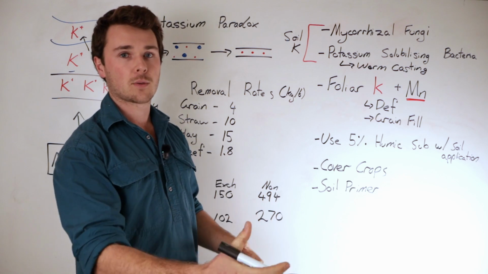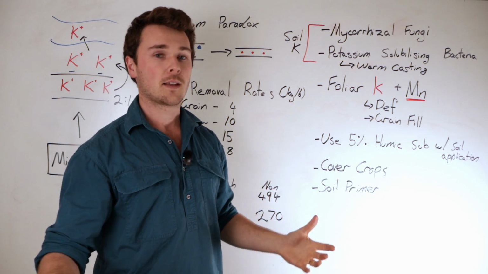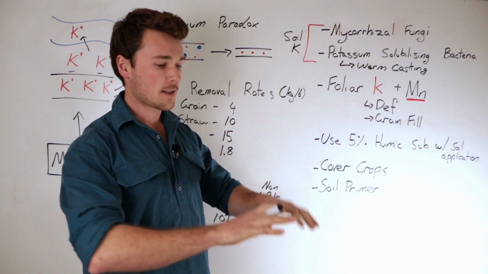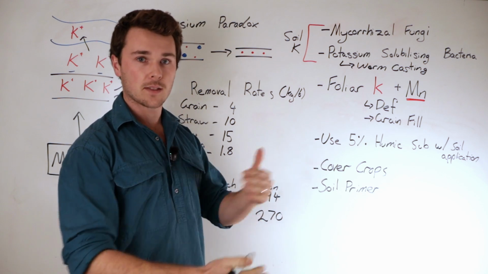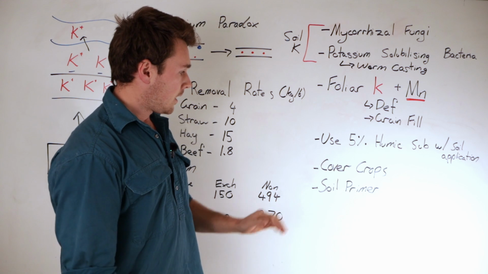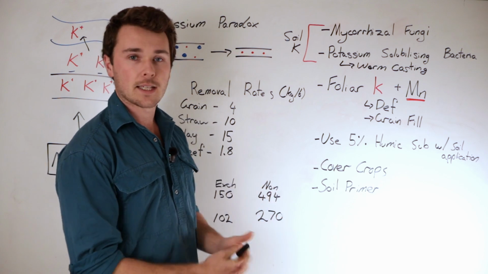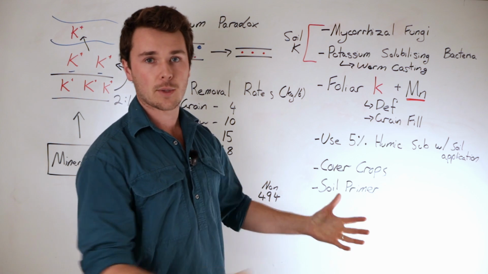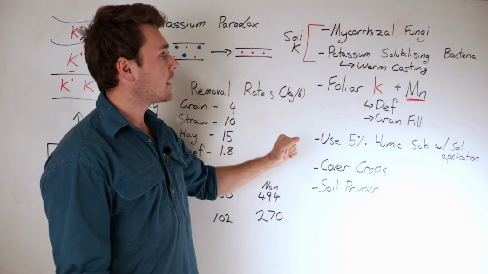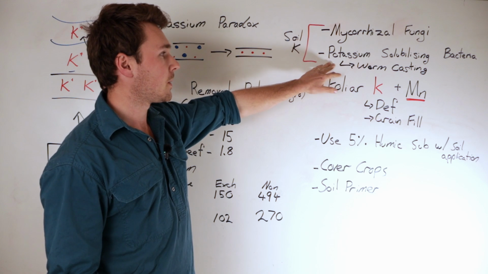Solubilizing bacteria, feeding it to our cover crop. We terminate that cover crop. There's potassium in that cover crop. That then lays down as litter, and that will then cycle for our following crop. So that's a really good strategy. And then finally, soil primers. So that's, again, you apply a liquid application across your paddock, and that will supply your potassium solubilizing bacteria.